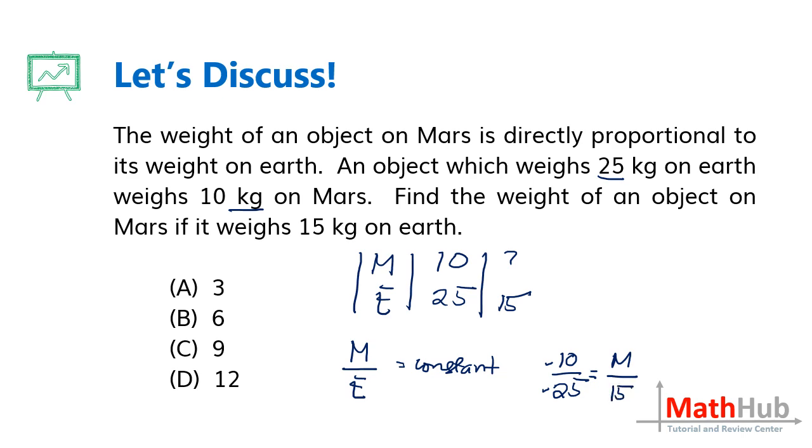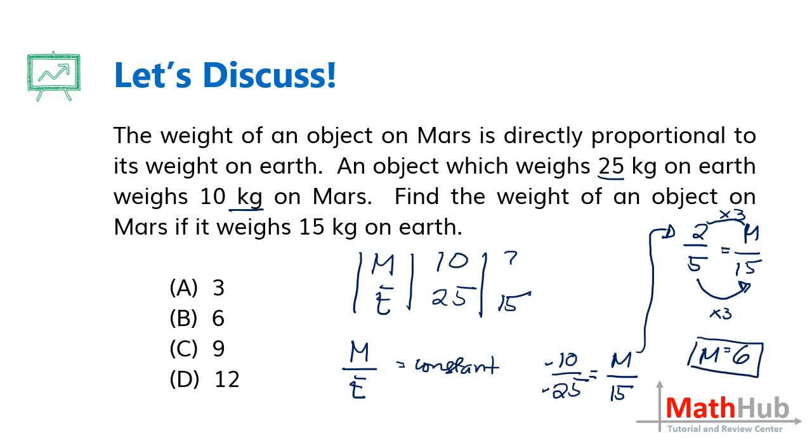So just like what we did earlier, let's simplify first. So we have 10 over 25 is 2/5. Then this one, I will do the shortcut that I did earlier. To get 15 from 5, you multiply by 3. So therefore, 2 times 3. So on Mars, it will weigh 6 kilograms. The answer is letter B.